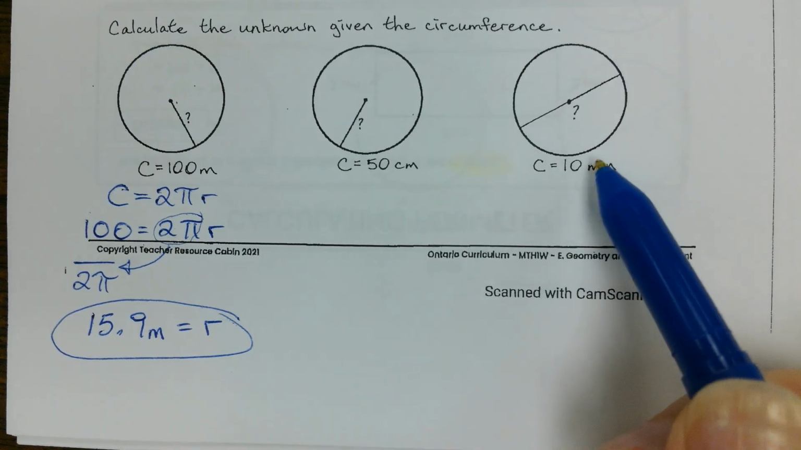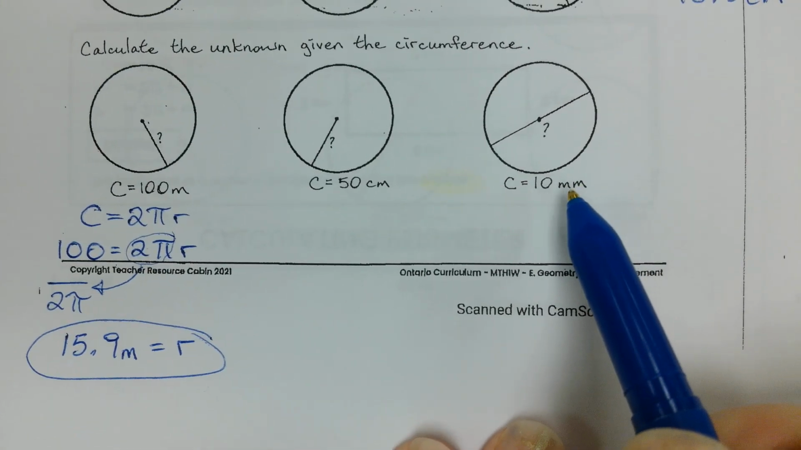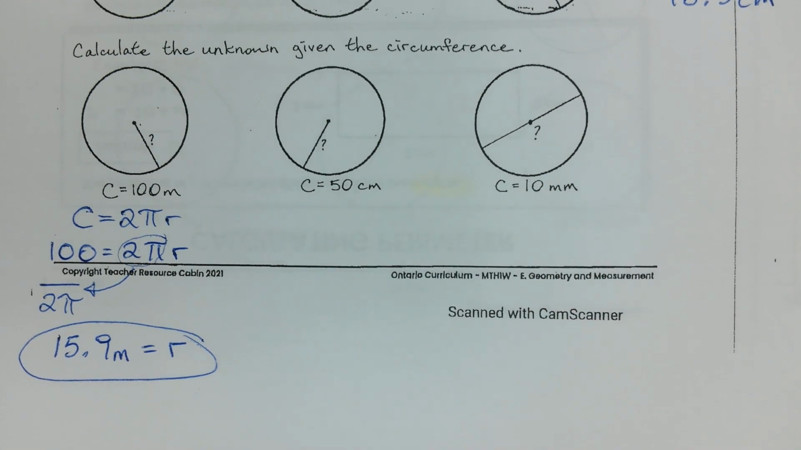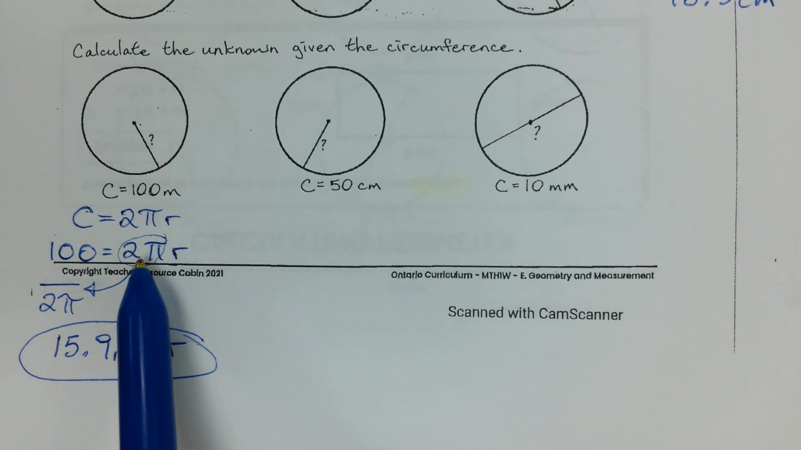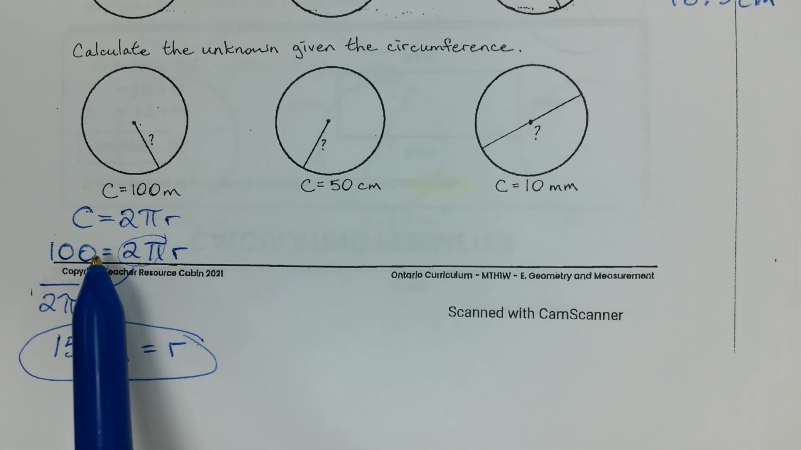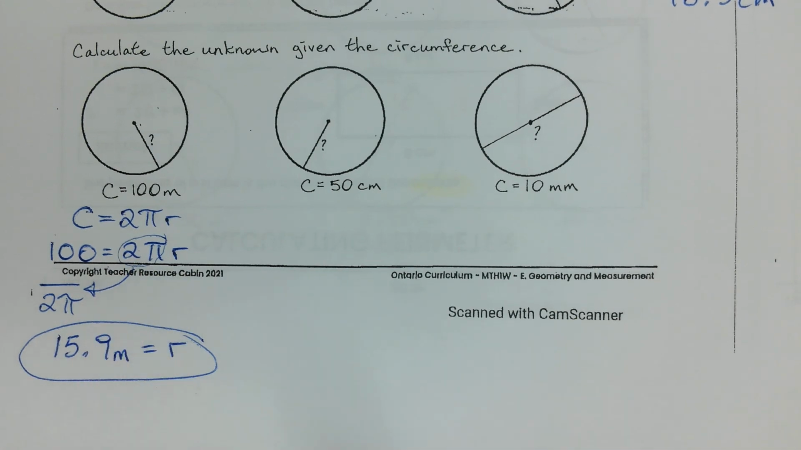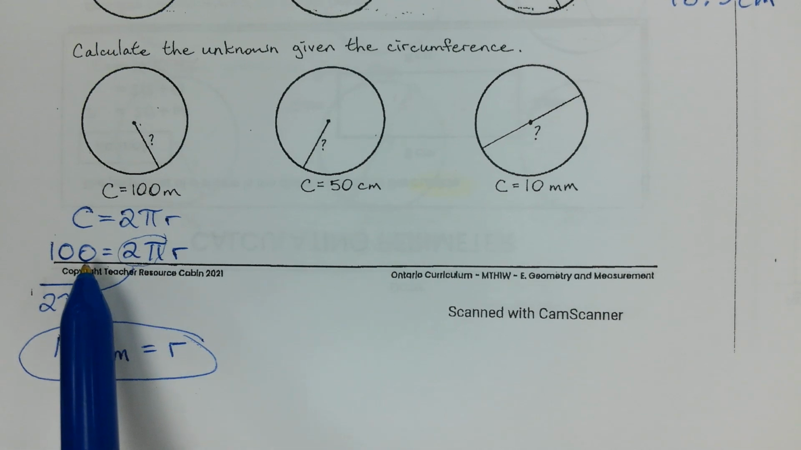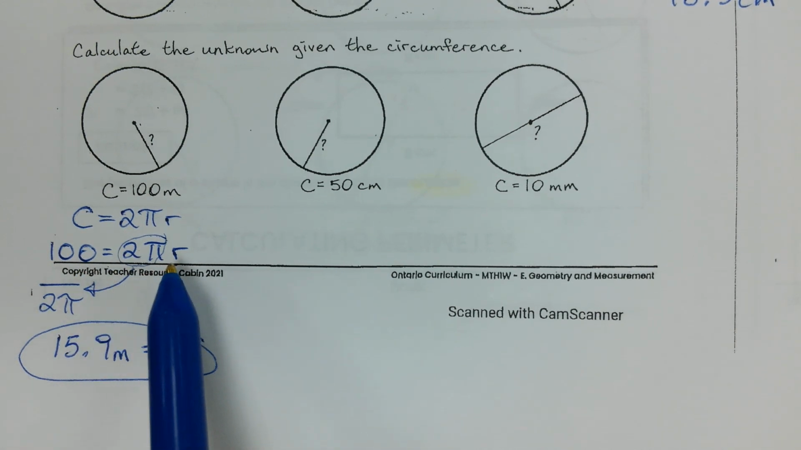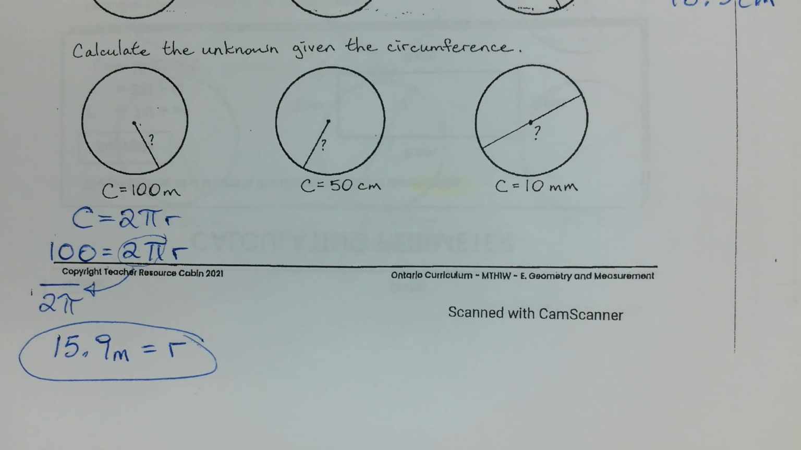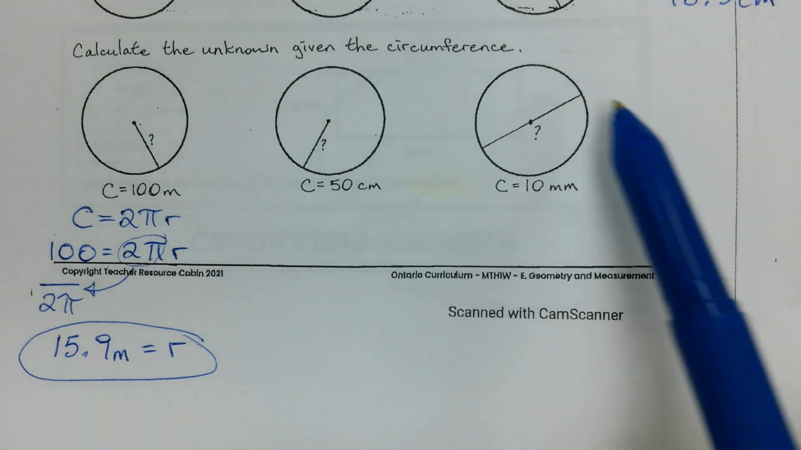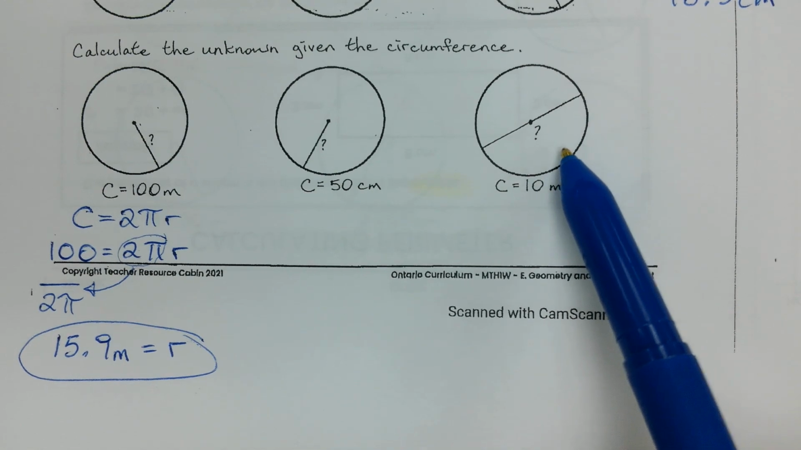Okay, can you guys try this one? When you do this on the calculator, make sure you do 100 divided by 2 pi in brackets, because otherwise it will think that you want to do 100 divided by 2 times pi. So make sure you do that 2 pi in brackets. Okay, can you guys try this one?